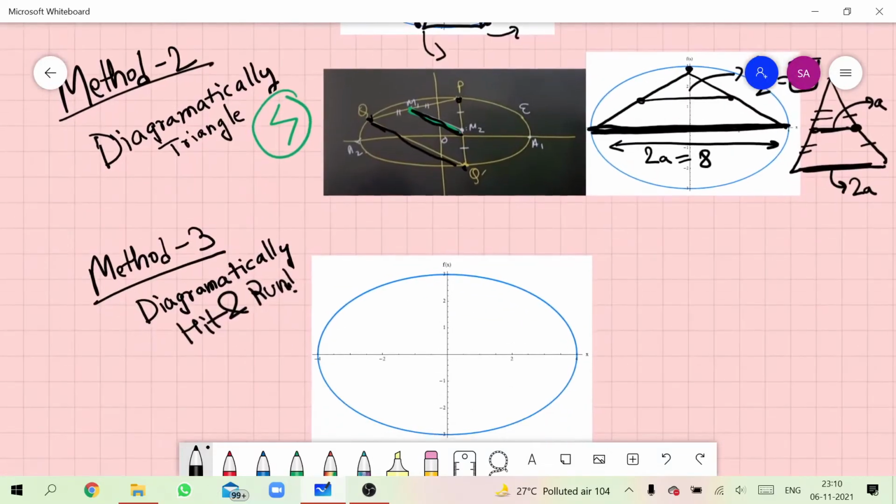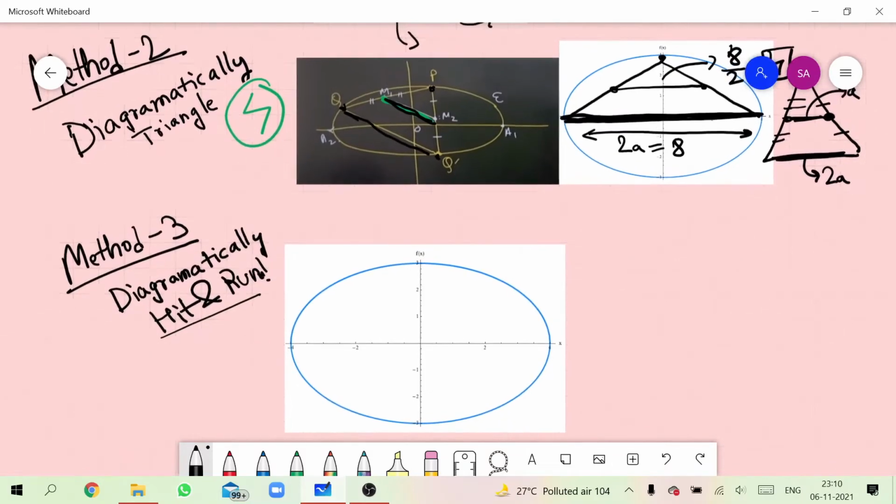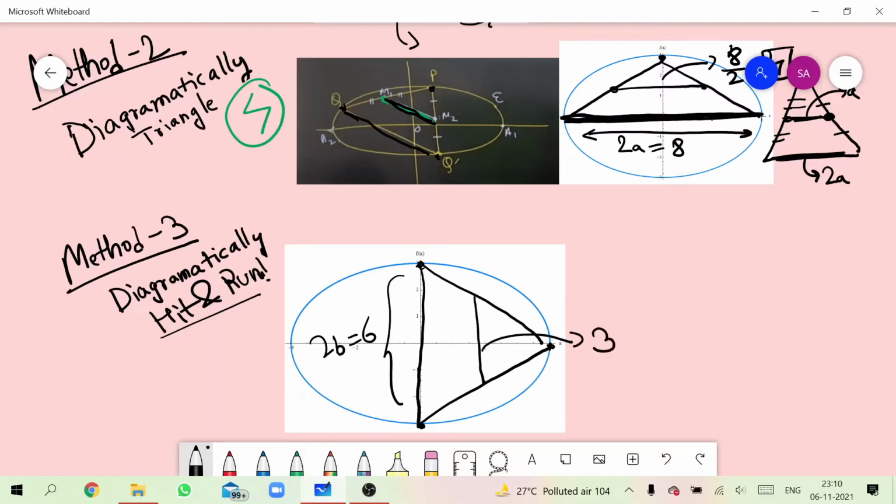Using the third method, it's a hit and run way where we can take 3 cases. The first case will be taking 2 points here, the third point here. Now, if I just join these points, we can see that if this length is 2b, then this midpoint will be 3 because it is 6 by 2, half the base length, right?